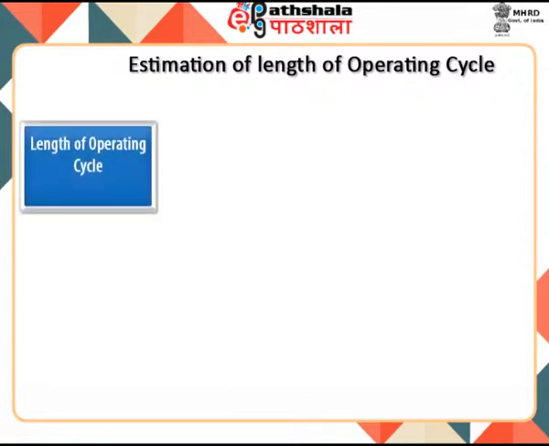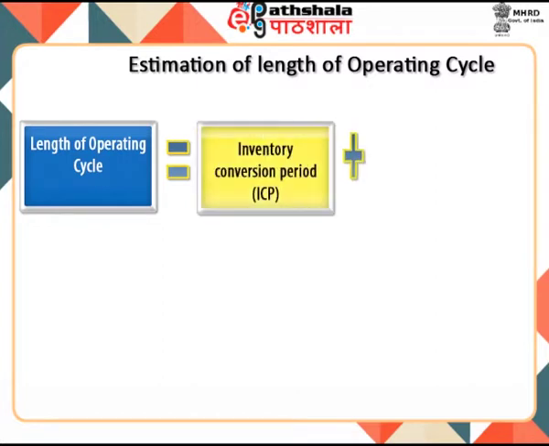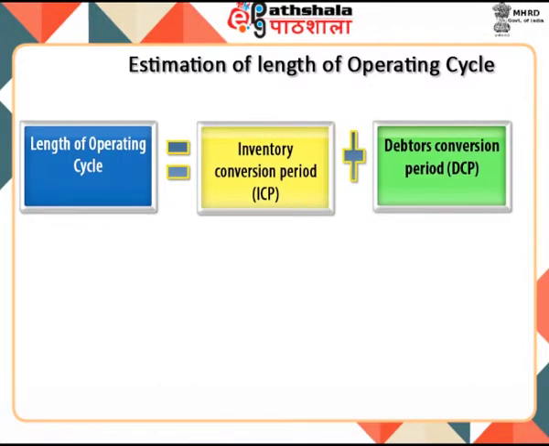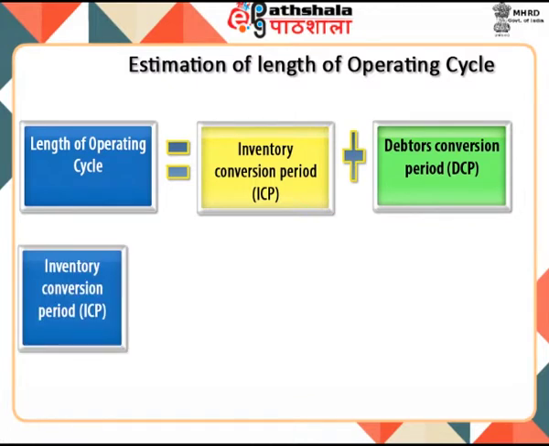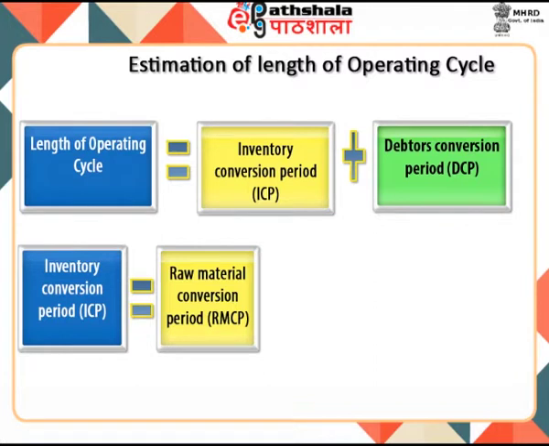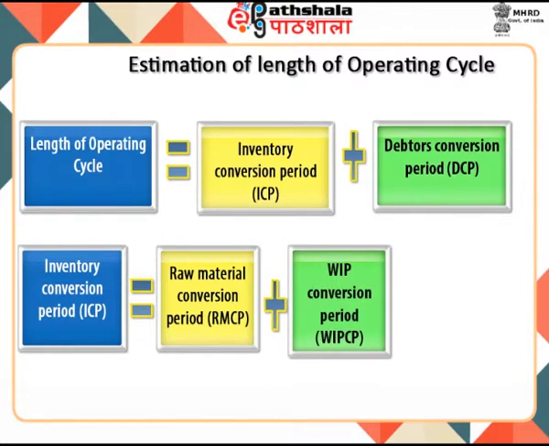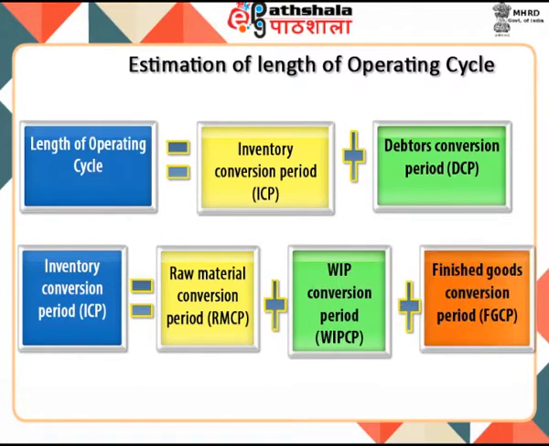The length of operating cycle is the sum of inventory conversion period and debtors conversion period. Inventory conversion period is further equal to the sum of raw material conversion period, work in progress conversion period, and finished goods conversion period. Now, we shall proceed to understand how these ratios can be calculated.